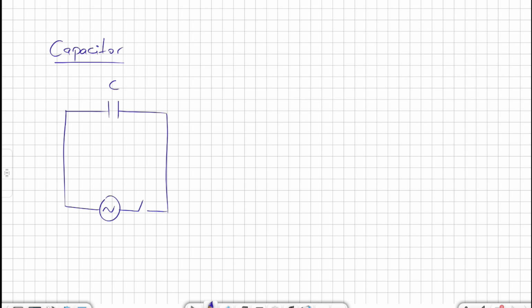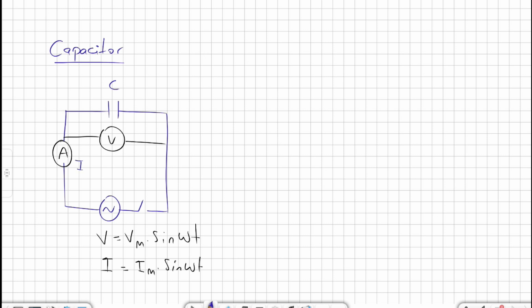Now let's connect a capacitor to an AC source and see what happens. The symbol of a capacitor is two parallel lines. We have the source, we have a switch. Let's have an ammeter and a voltmeter here. The equation of the source will be V max times sine omega t. Same for I instantaneous, I max times sine omega t. Remember that right now the switch is open, so the current across the capacitor and the voltage across the capacitor are equal to 0. This is an uncharged capacitor at the beginning.